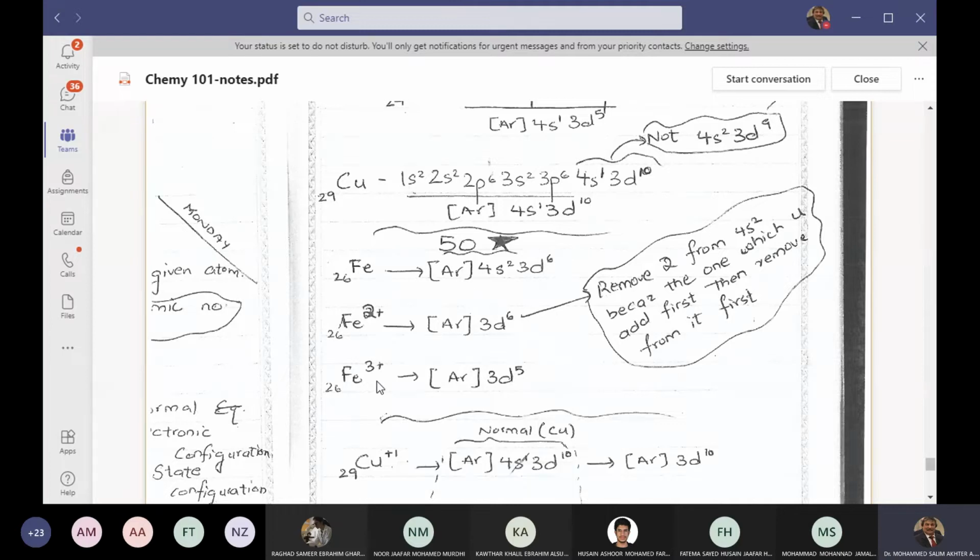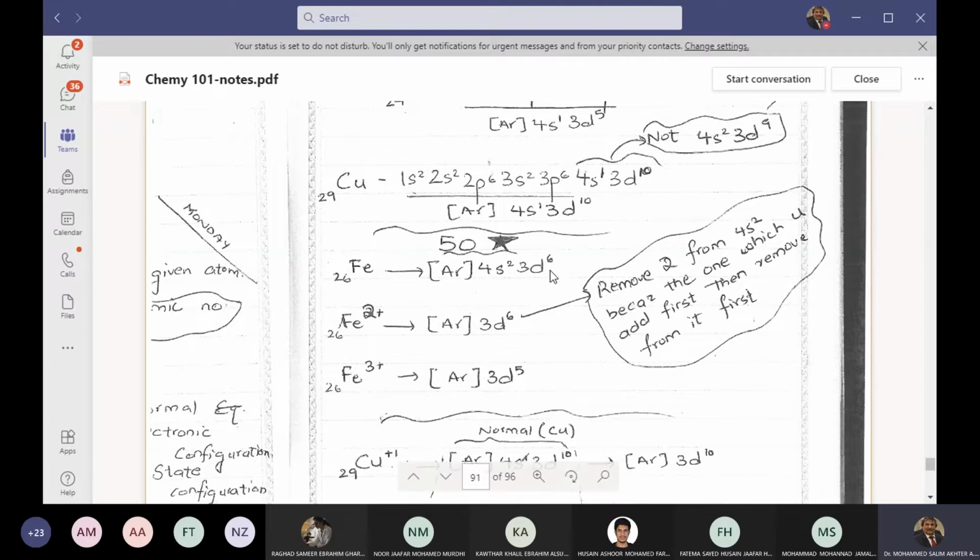Now, some people do a big mistake. What do they do? The question is Fe 2 plus, write down the electron configuration for Fe 2 plus. The best way, the only way, is to write down the normal configuration first, as if you don't have 2 plus.